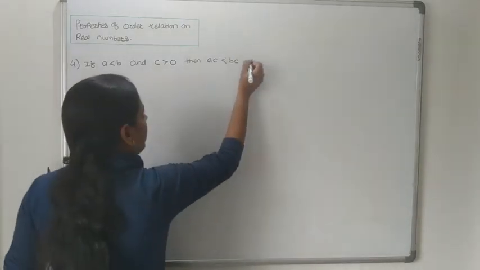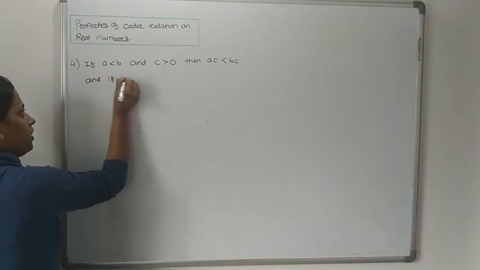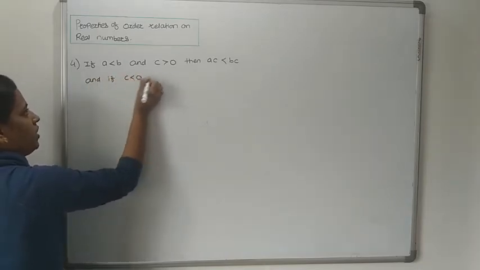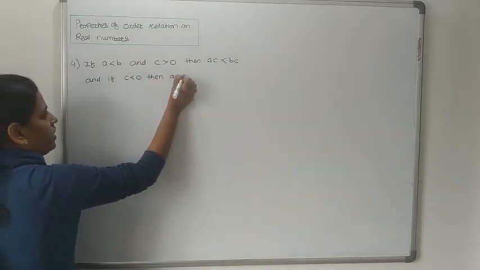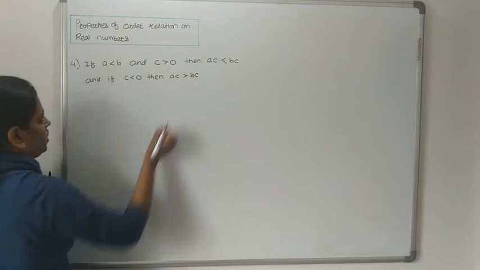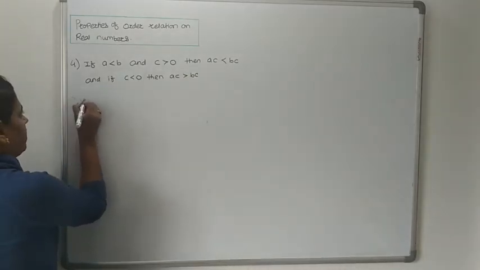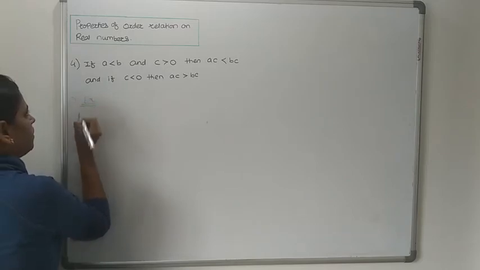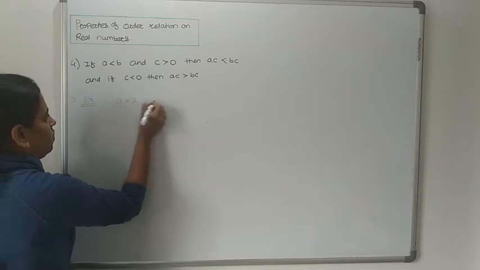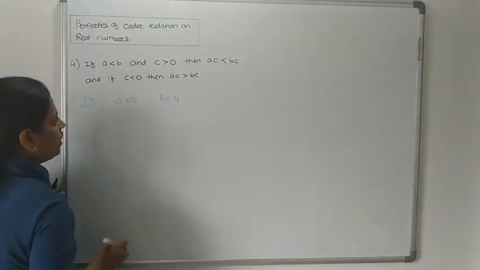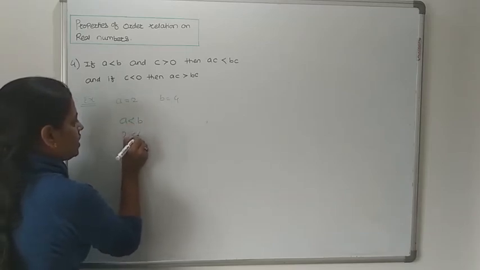And if C is less than 0, then AC is greater than BC. So what is this? We'll discuss this one with the help of an example. What is given here? A is less than B. Suppose A's value is 2 and B's value is 4. So A is less than B. Why? Because 2 is less than 4.